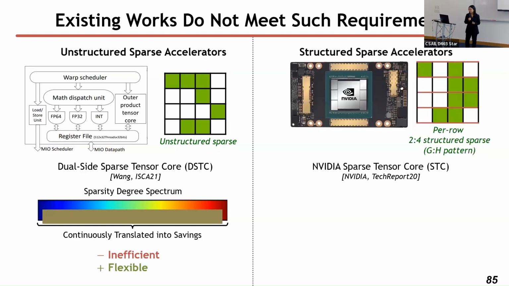On the other hand, we can do structured sparse accelerator design where it focuses on accelerating DNNs with spatially constrained non-zero values. Here we use the famous NVIDIA Sparse Tensor Core as an example.